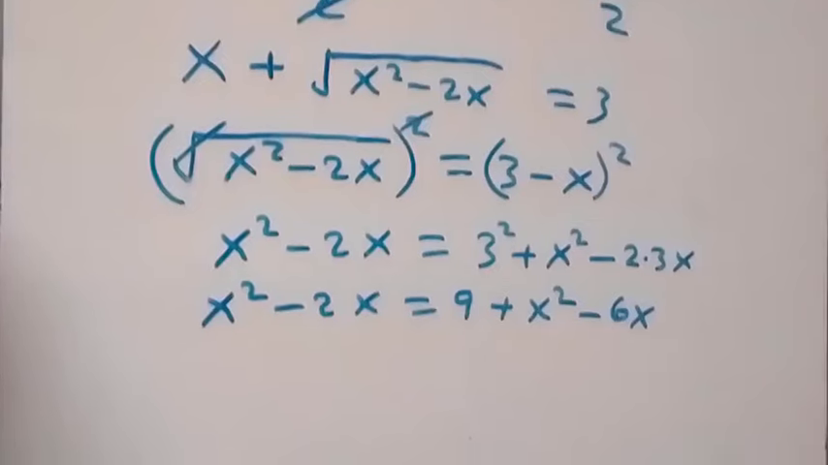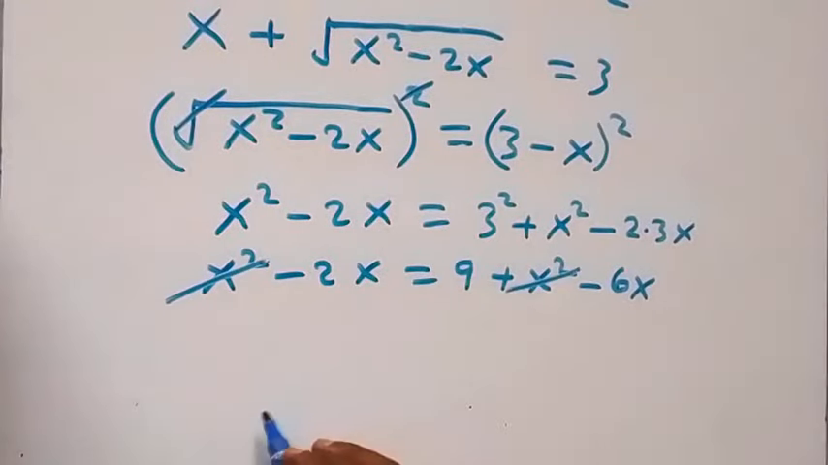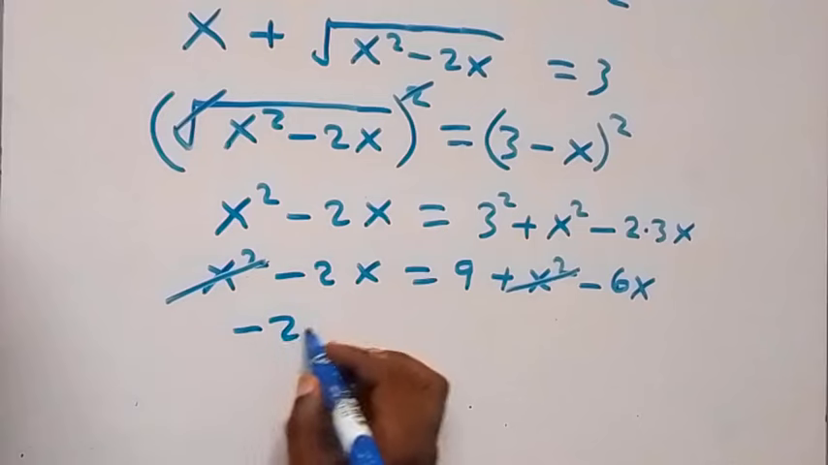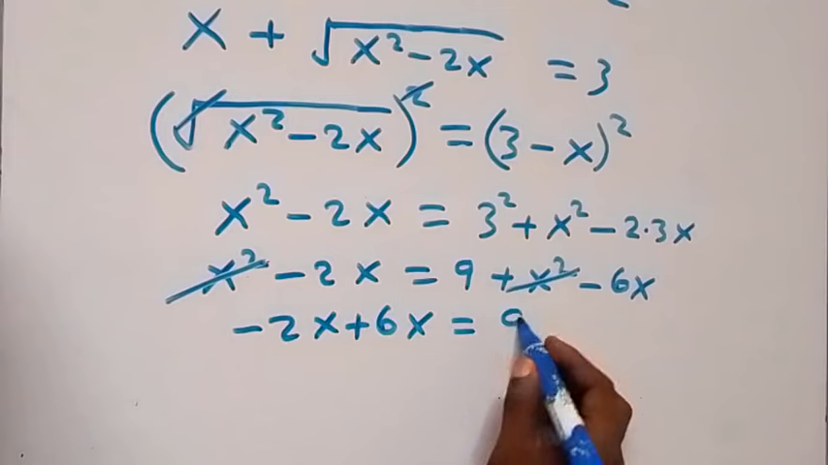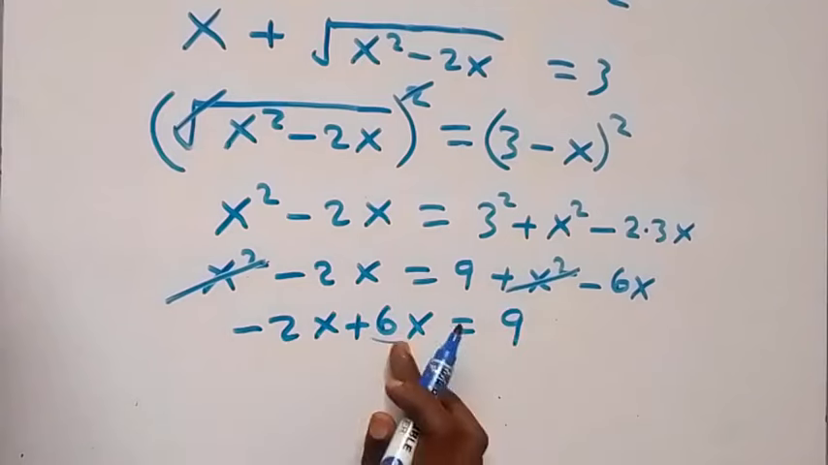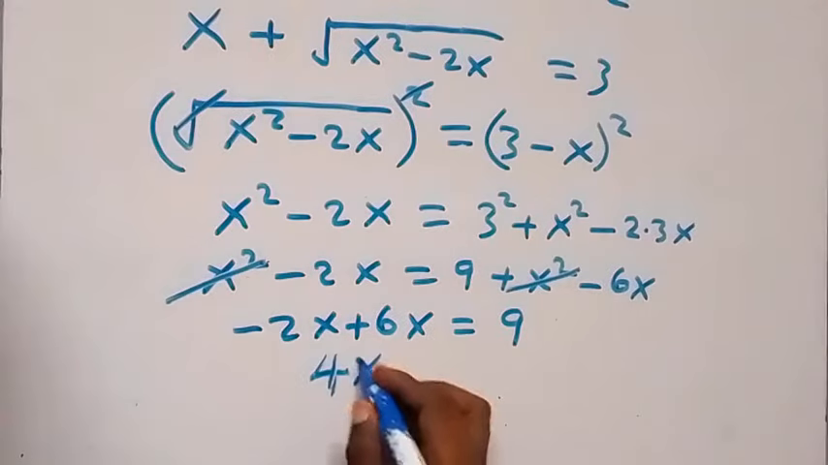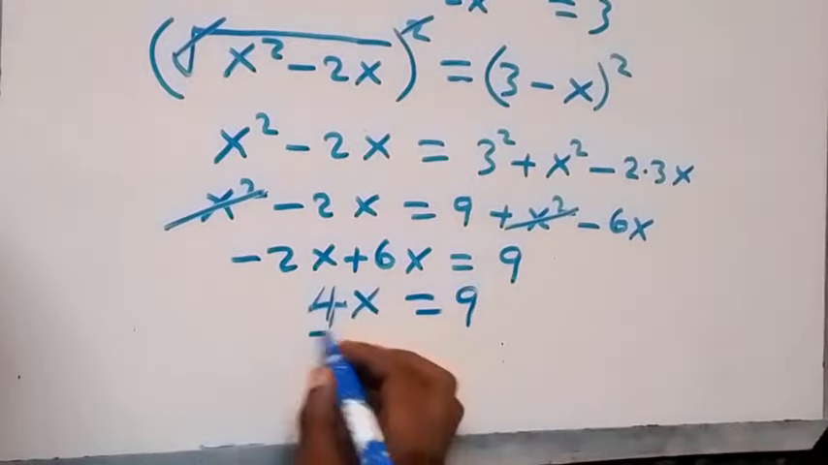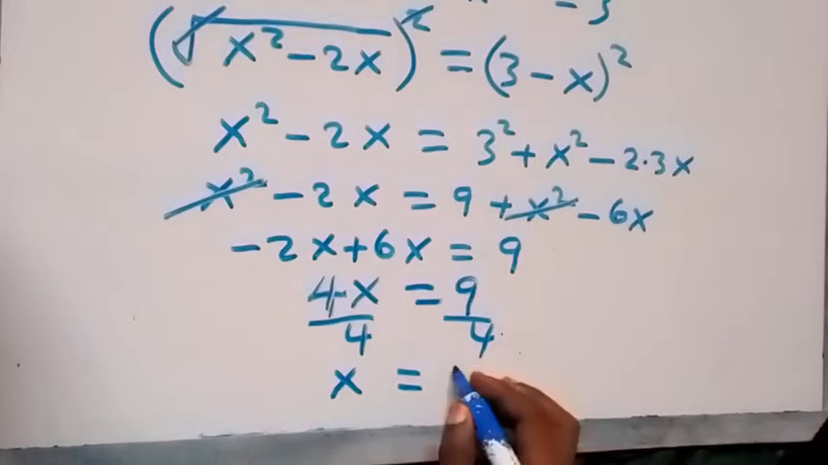Here, when we subtract x squared from both sides, x squared will cancel out. Then we can take minus 6x to this side, it becomes plus. So we have minus 2x plus 6x equals 9. Same thing as 6x minus 2x, which is 4x, equals 9. Divide both sides by 4, and we have x equals 9 over 4.